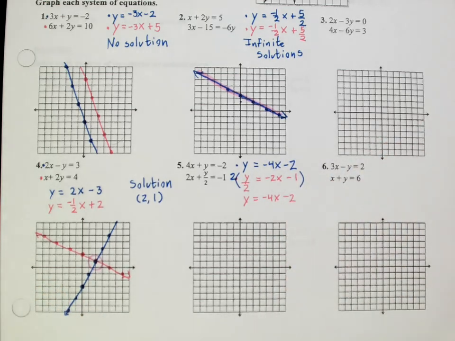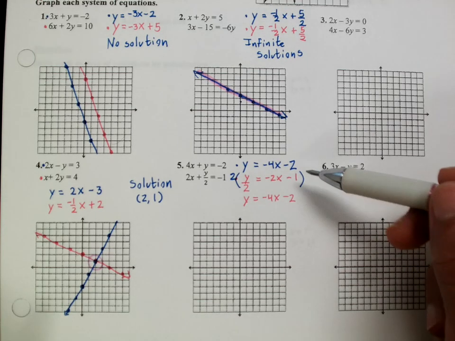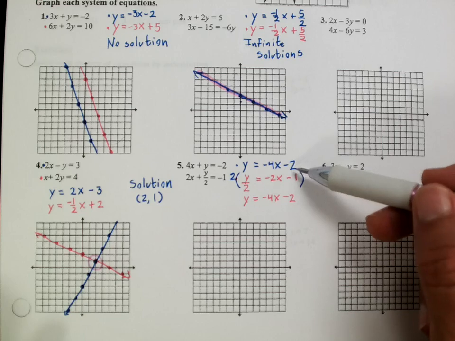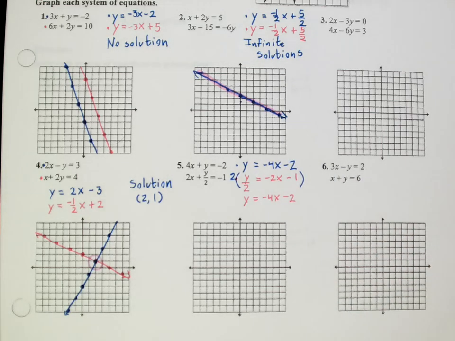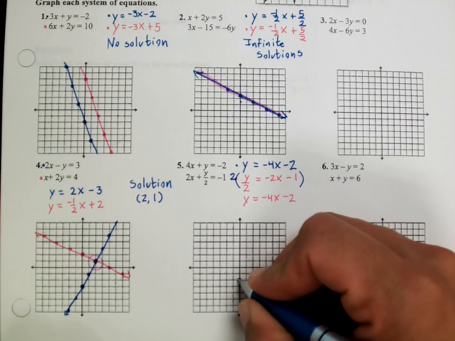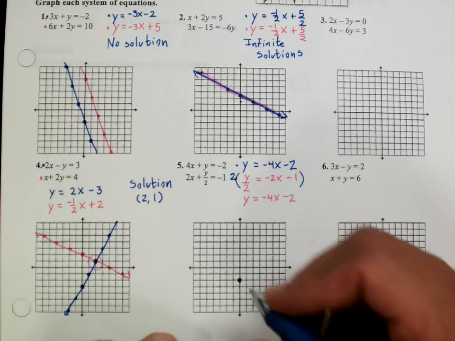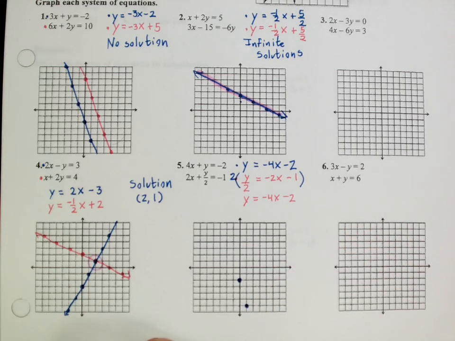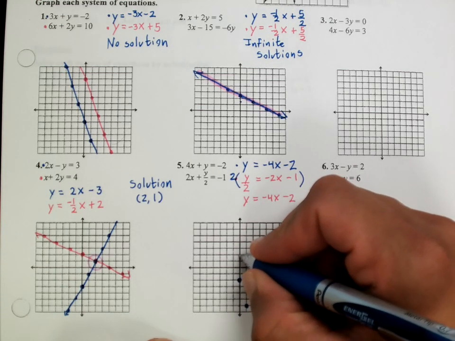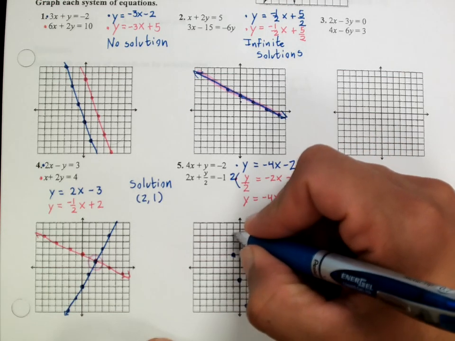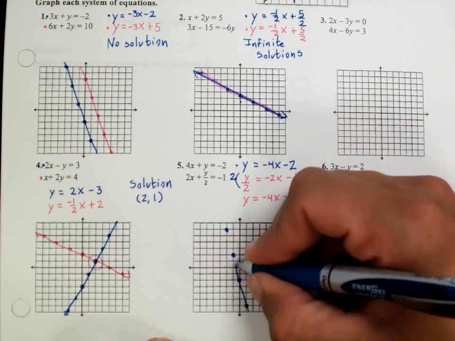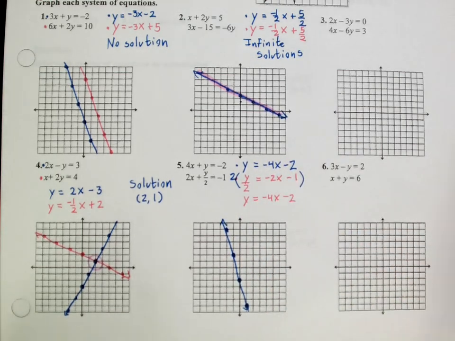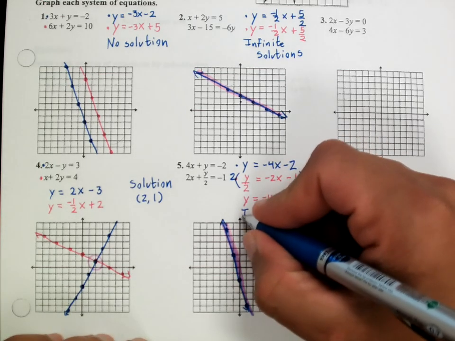Now, notice before I even graph it, you have exactly the same equation for both of these. I have the same line. So I already know it's going to be infinite solutions. But let's go ahead and graph it anyway, just for practice. So the y-intercept is negative 2, and the slope is down 4 over 1 to the right one, or up 4 to the left one. 1, 2, 3, 4. The other line would be right on top of that. So therefore, this is actually infinite solutions.